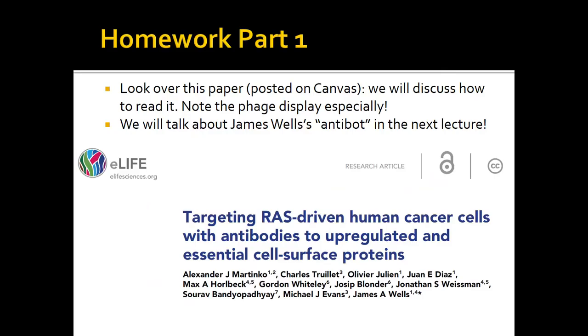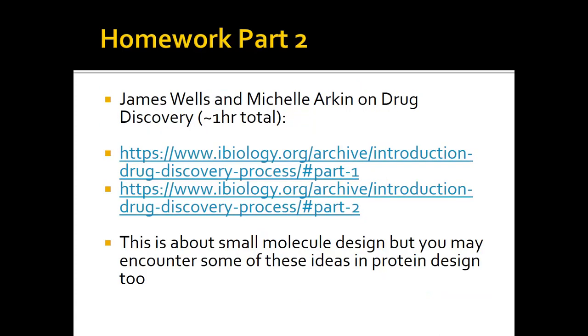So, to get ready for this, I'm going to have another paper. This one's 26 pages long, so I'm not going to print it out, and I'm not going to require that you print it out. You might want to print out certain pages of it. I don't know. Look over this paper. We'll discuss how to read it. There's phage display in it as well. It's posted on Canvas, and he uses an antibody, and we'll talk about how he uses the antibody in the next lecture. Okay?